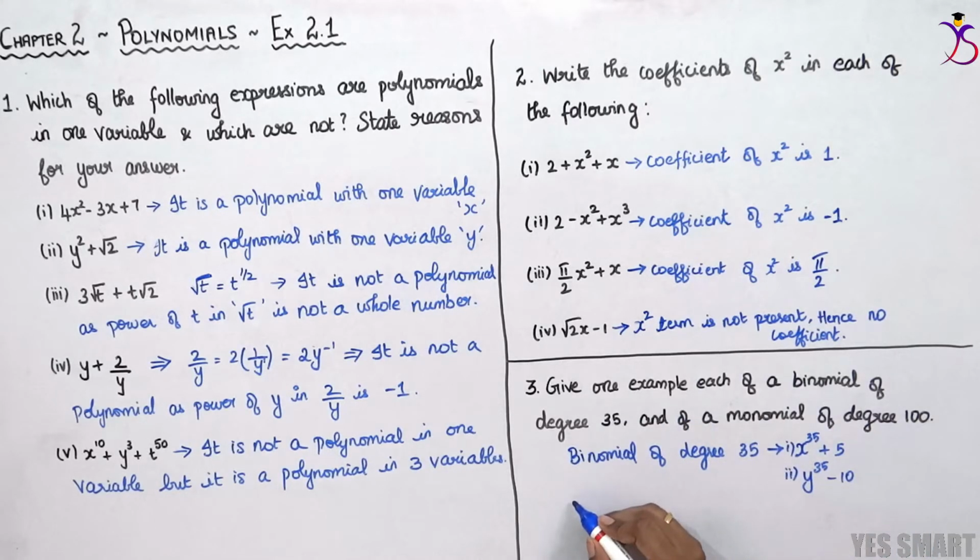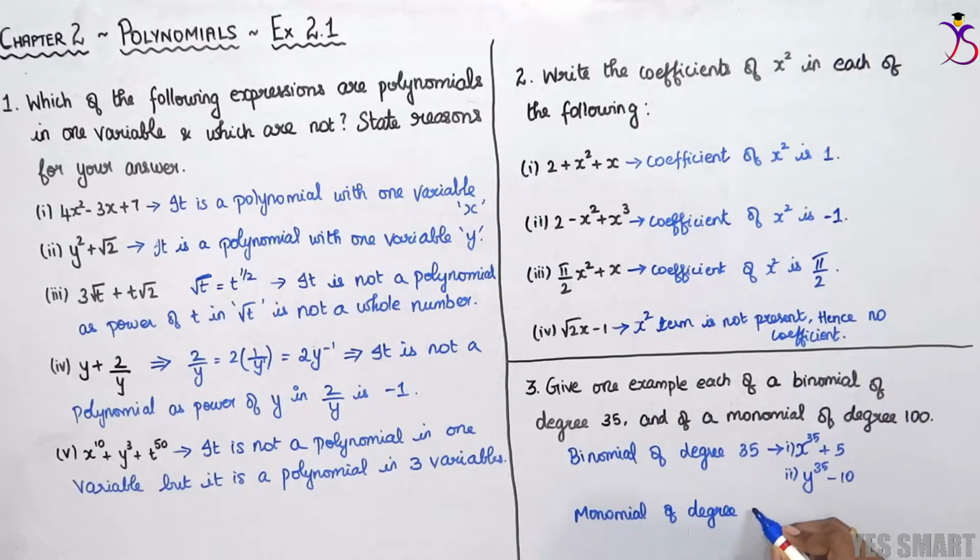The second example, monomial of degree 100. Only one term that should have the power 100. Monomial of degree 100, x power 100 or 5y power 100 or any example we can write. Minus 3z power 100. Any one term with the power 100 is acceptable. They have asked only one example in each category. I have just discussed here two examples, so we can choose any one or any other different examples also.